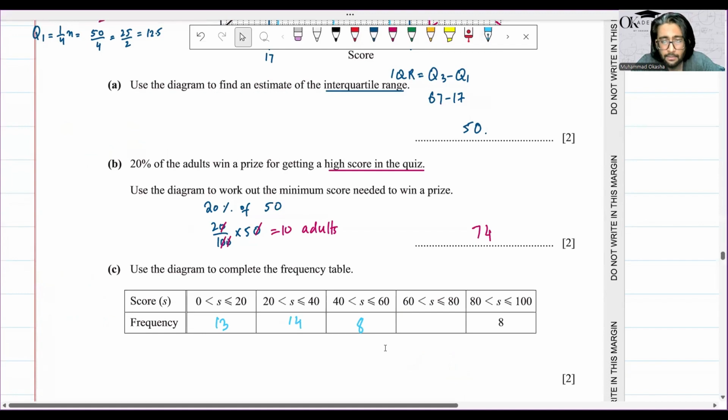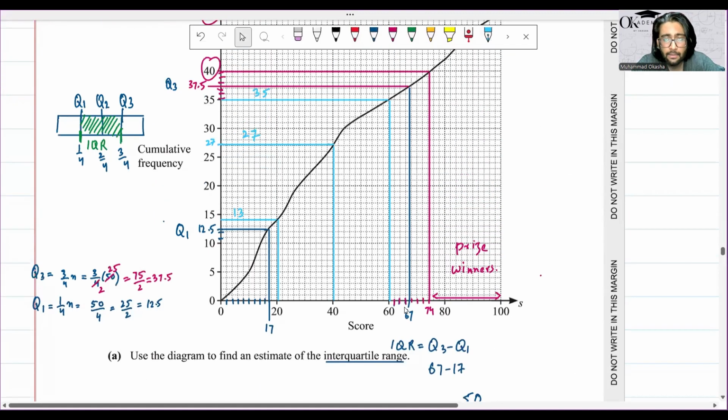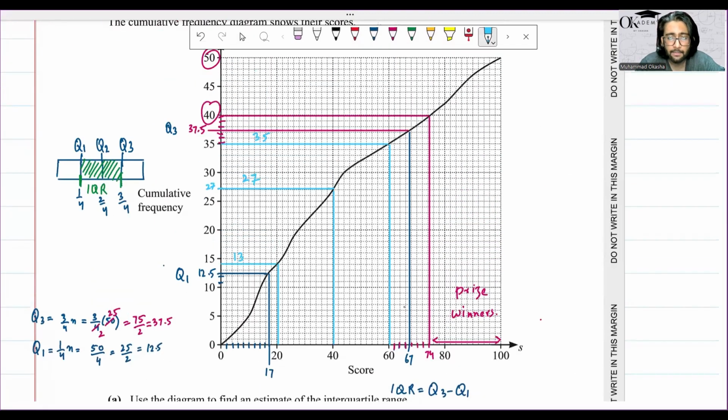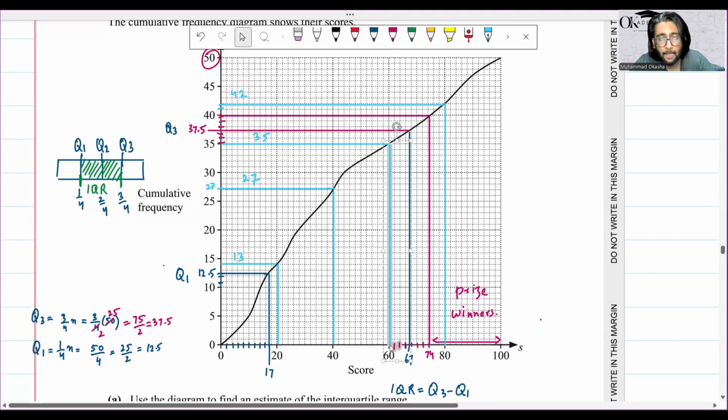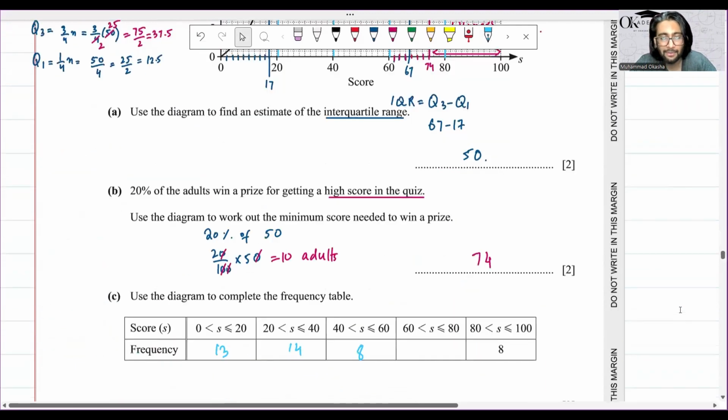And 60 to 80, let's say. It's the frequency between 60 and 80. So here is 80. Only focus on the blue ones. So I think this is 40, 41, 42. So 42 minus 35 would be, guys, I'm so, 7. Okay.